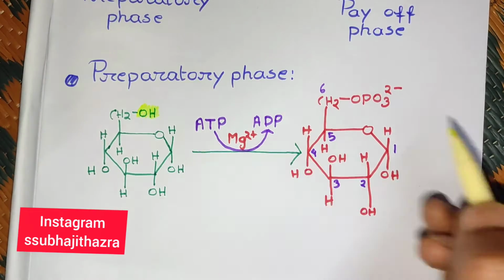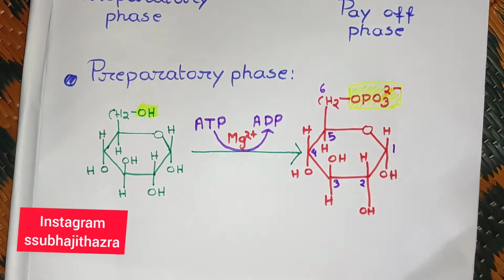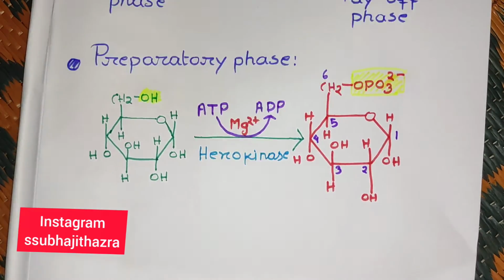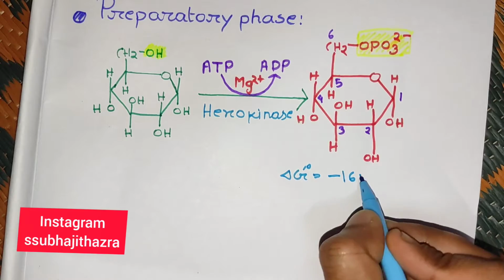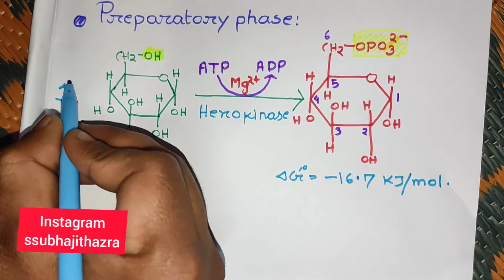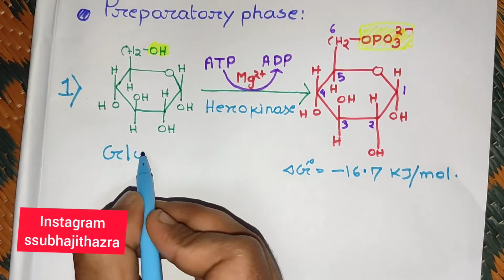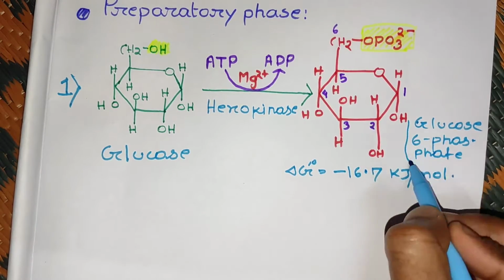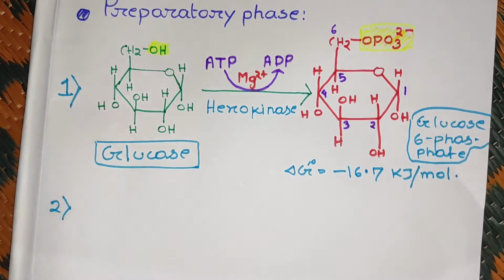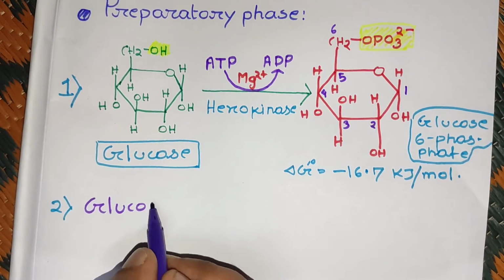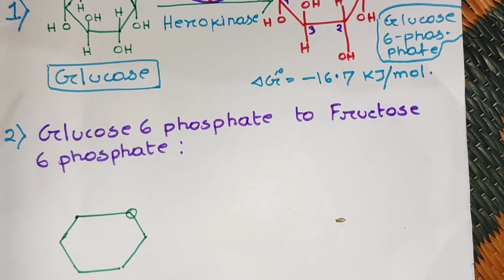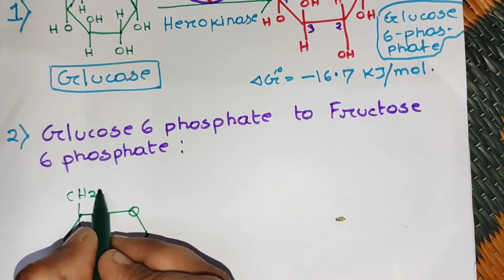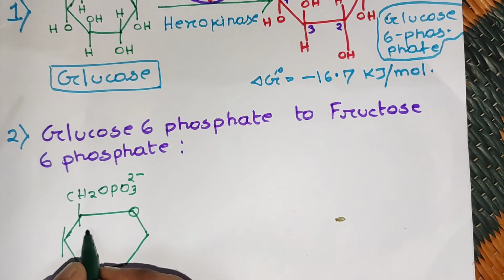So glucose is transformed into glucose 6-phosphate in the presence of ATP and Mg2+. This reaction is catalyzed by hexokinase. The delta G value is minus 16.7 kJ per mole. This is why it is an exergonic and also spontaneous reaction.